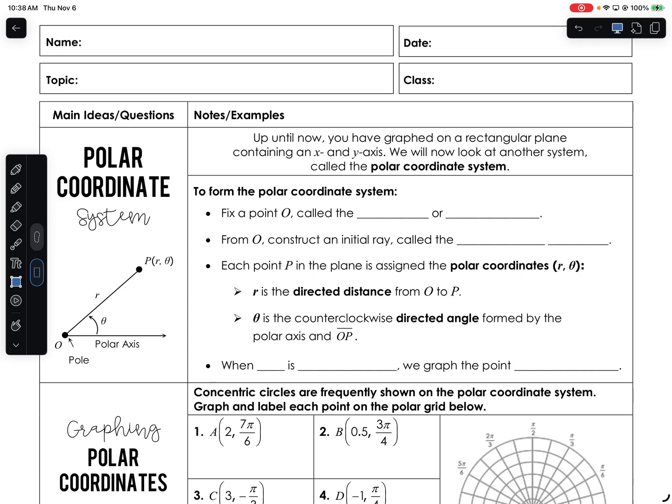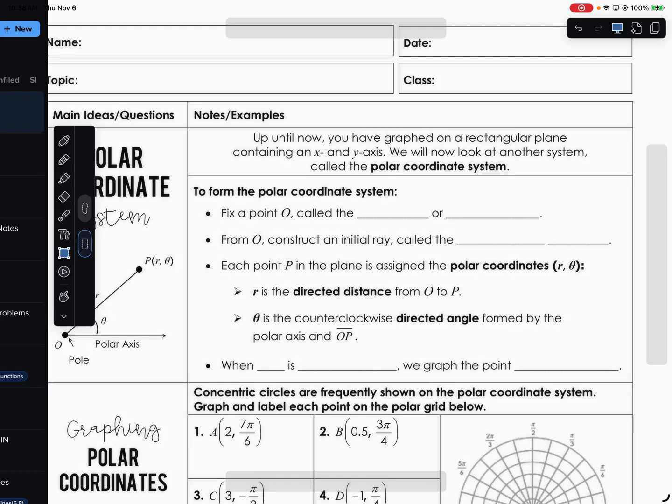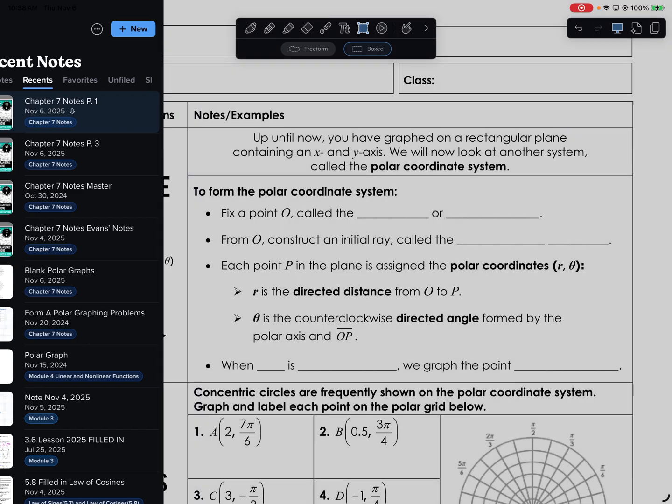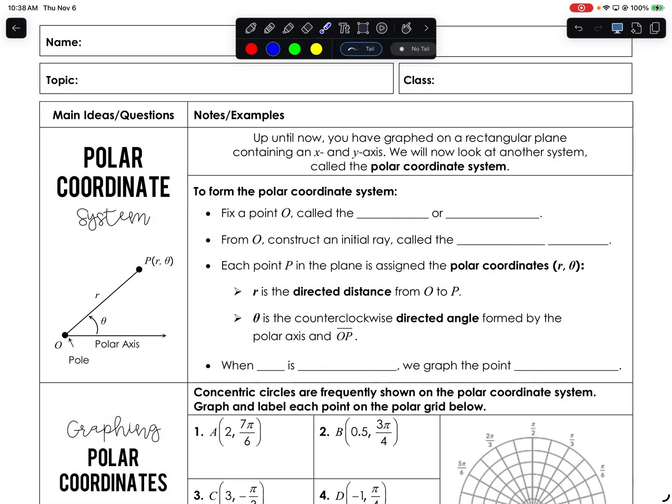Polar coordinates. So, fixed point O right here. That's the fixed point O. It's called the pole or origin. Pole or origin. So from O, we're going to construct an initial ray called the polar axis.